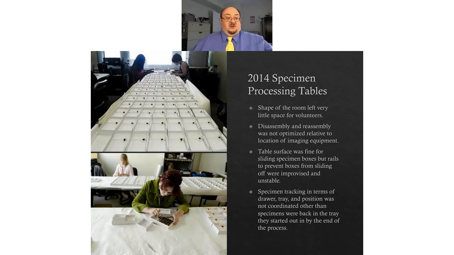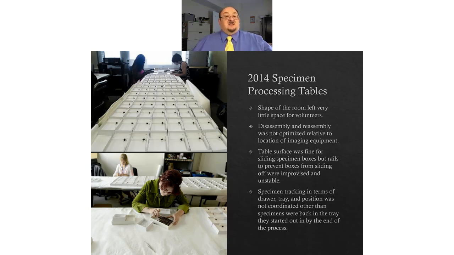It was covered with a smooth surface white paper, but there were no rails or anything, and so they had to improvise some rails. And you can see them in the image on the upper left, what we're talking about. And that's basically just to keep the trays from sliding off the side of the table as they're being pushed down after the bees have been staged and they're waiting for imaging.